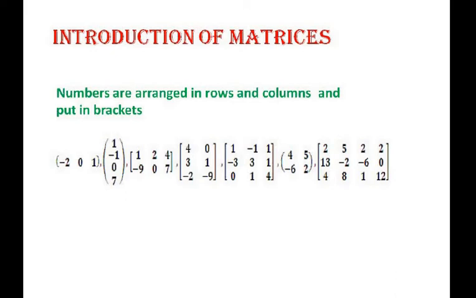Here you can see these examples, number of rows by number of columns. It is known as the order of a matrix. Then in 11th standard we learned how to find the minor of an element of a matrix.